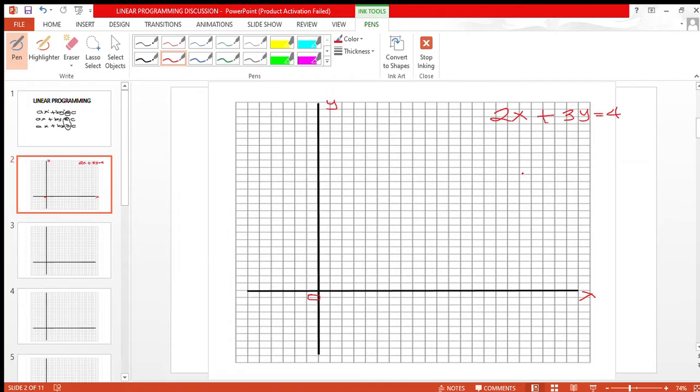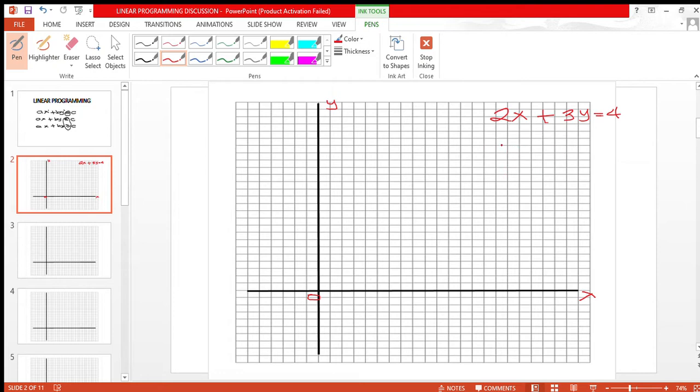Now, the easiest way to graph a line is by considering what we call the intercepts. Intercepts are points of intersection of the line with an axis. So if the line crosses the x-axis, that's the x-intercept. If the line crosses the y-axis, that's called the y-intercept. So how do we do that?